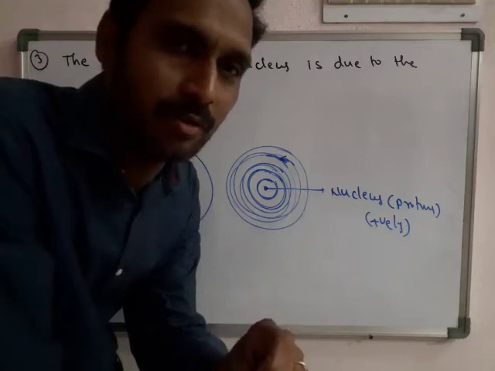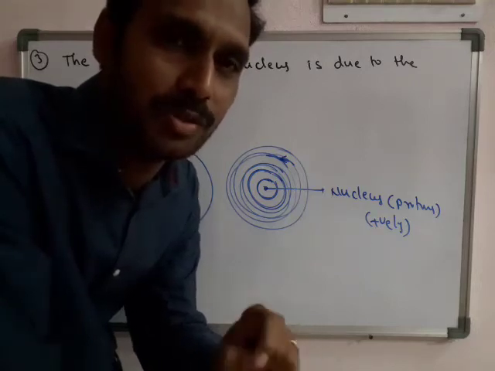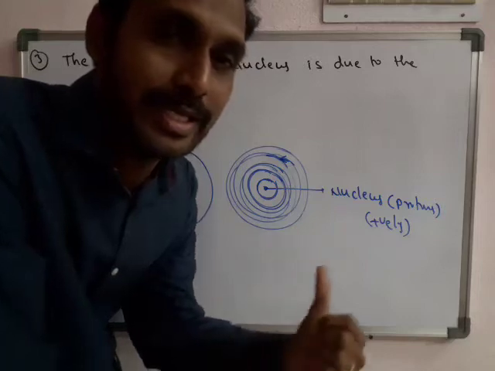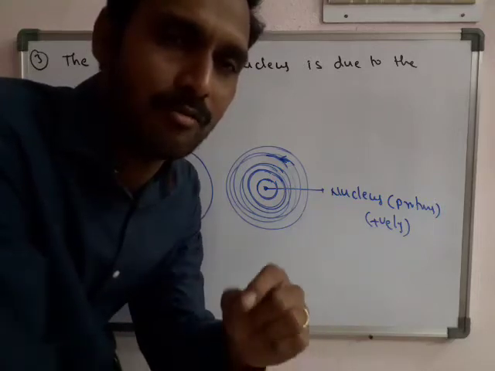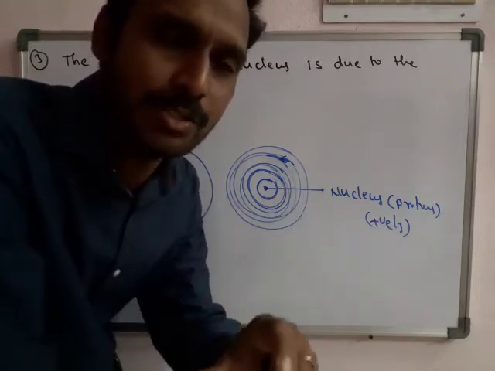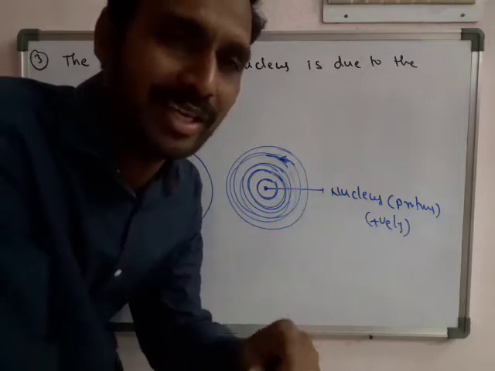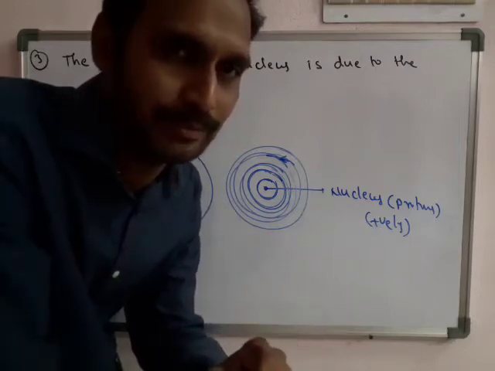Electrons move around the nucleus in a circular path with a very high speed. So the electrons move at high speed. Why did he use the words high speed?